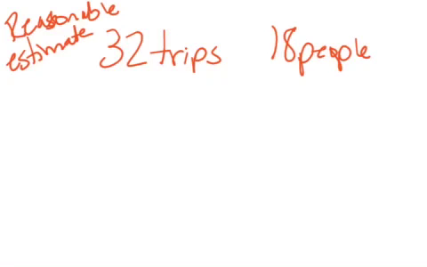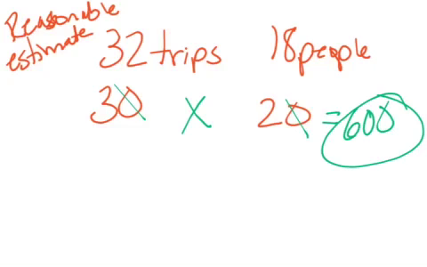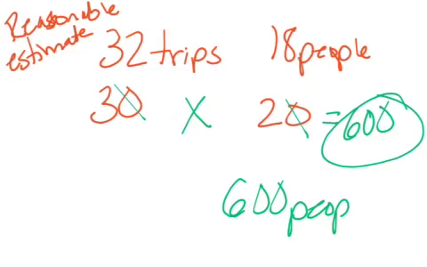So again, I have to round first. So I'm going to round to 30 and 20, and then I'm going to multiply. So I have 2 zeros I'm going to cross out. Now 3 times 2 is 6. So my reasonable estimate would be 600 people. That's a reasonable estimate for this problem.